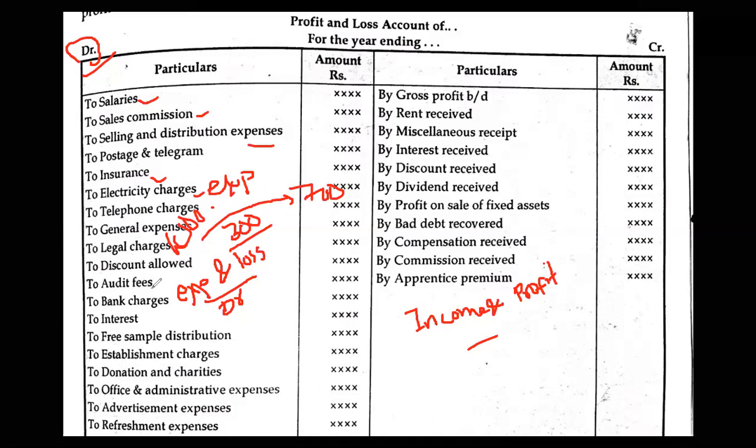So audit fee is charges, okay, it is an expense. So fee, charges, interest. So this is also an expense for you. So free sample distribution. Okay, sometimes you need to do publicity. Sometimes you need to give some items for free. If you are advertising noodles, sometimes you need to give them free.